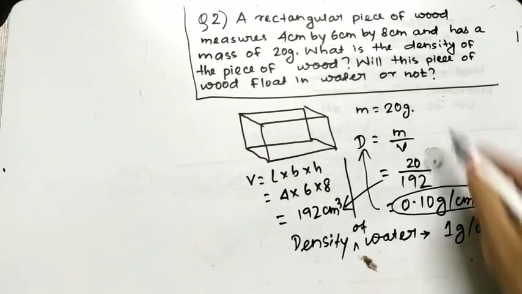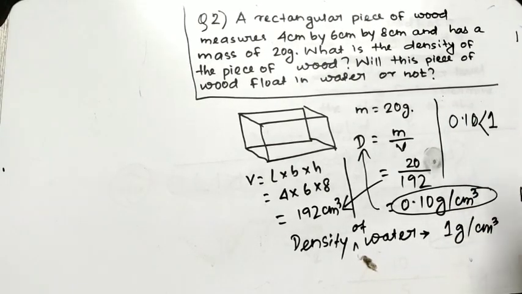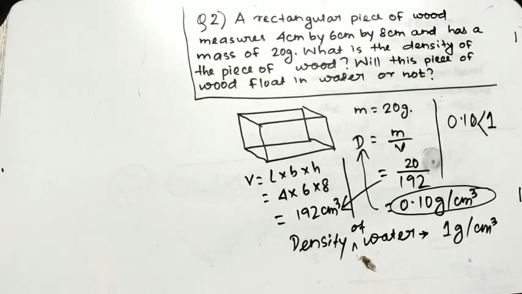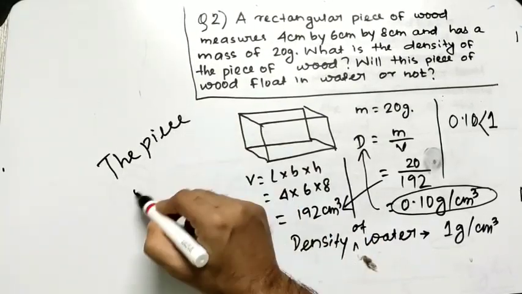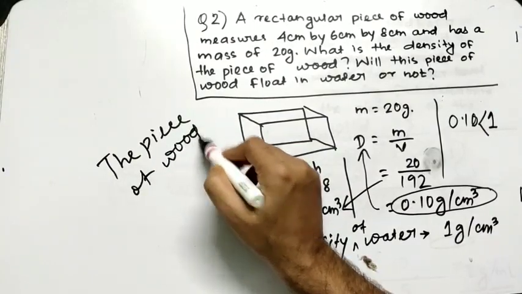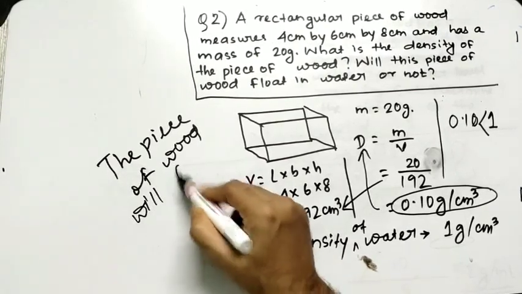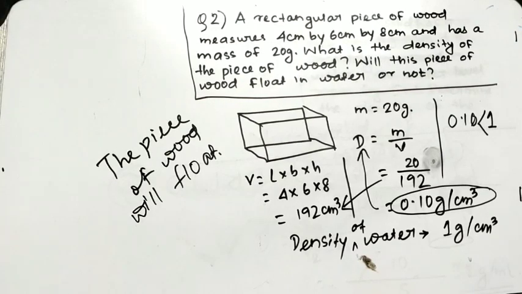So as we can see, 0.10 is less than 1, which means the density of the rectangular piece of wood is less than the density of water, and when the density of a substance is lower than the density of water, it floats, right? So from here we can say the piece of wood will float as it has the lower density when compared to the density of water. So that's the complete question. I hope you have understood.